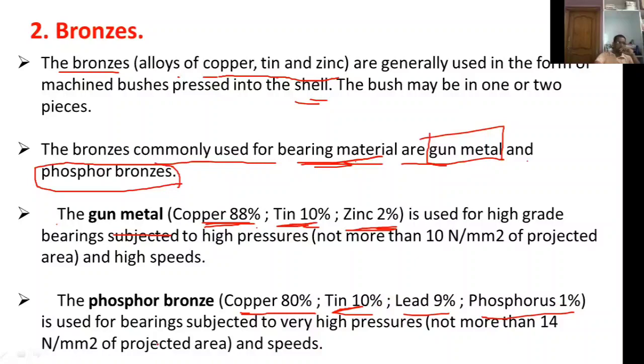Okay, so these phosphor bronze bearings are used when subjected to very high pressures, not more than 14 megapascal. Okay, 1 Newton per mm square equals 1 megapascal. So these are the bronzes.